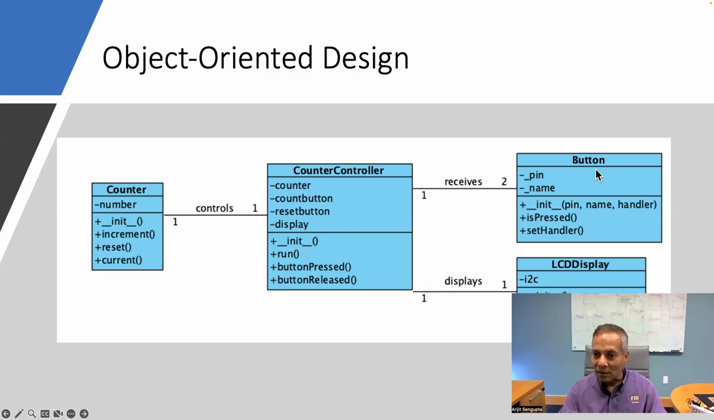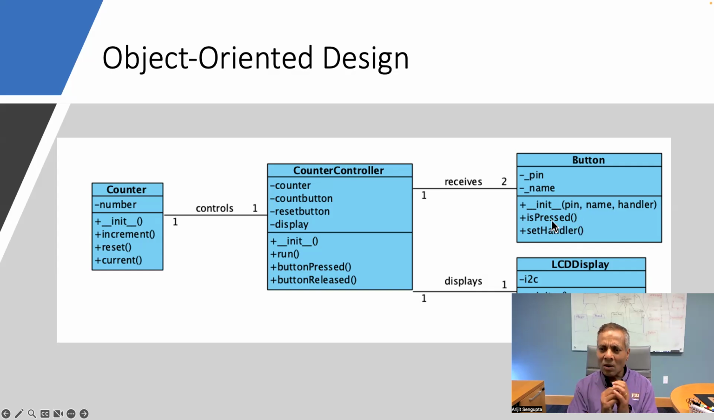Let's look at the button. Again, the button has, in our design, a pin and a name, and you can check if the button is pressed. When the button is pressed, you can send that event to a handler and things like that. So that's basically the button. And the LCD display, it needs to use an I2C bus internally, so it has that information, and it has operations like clear, show the text, have a specific row and column, and things like that.